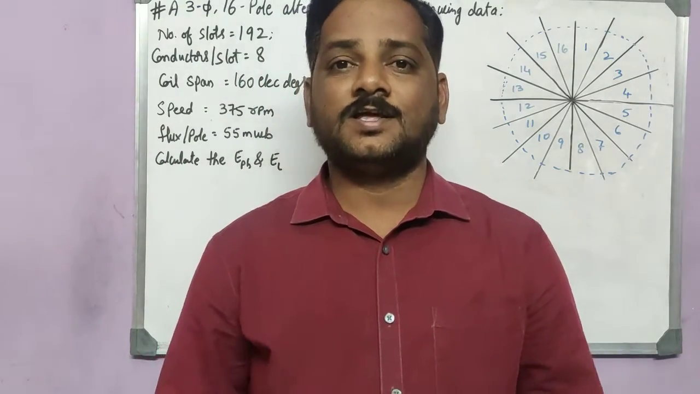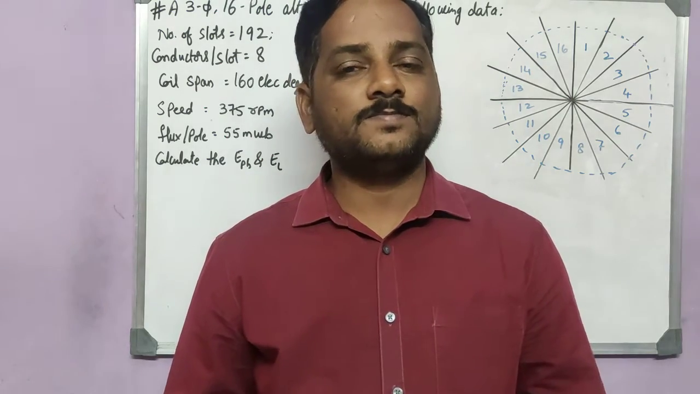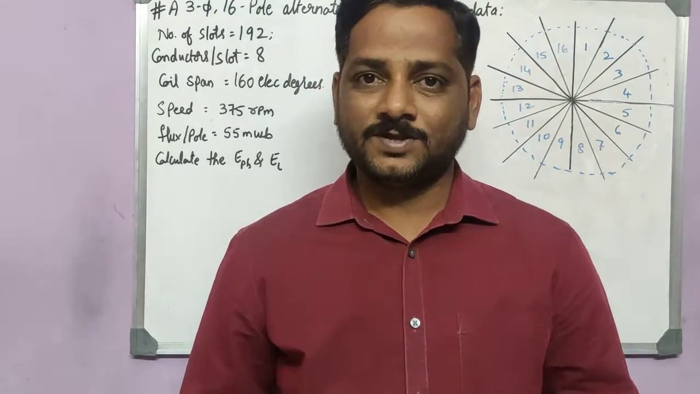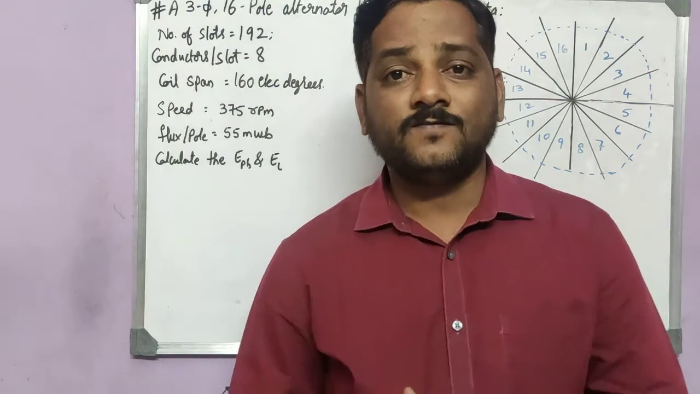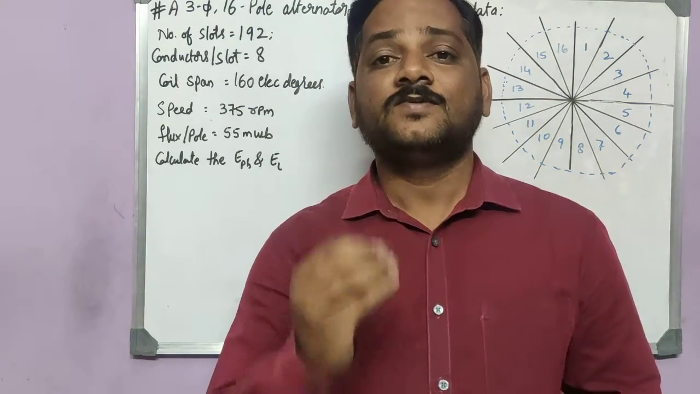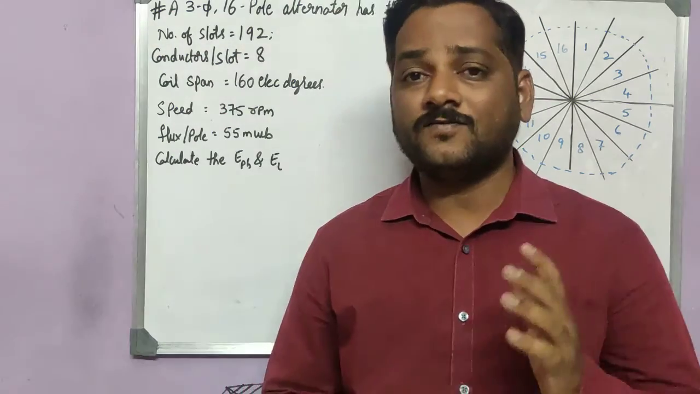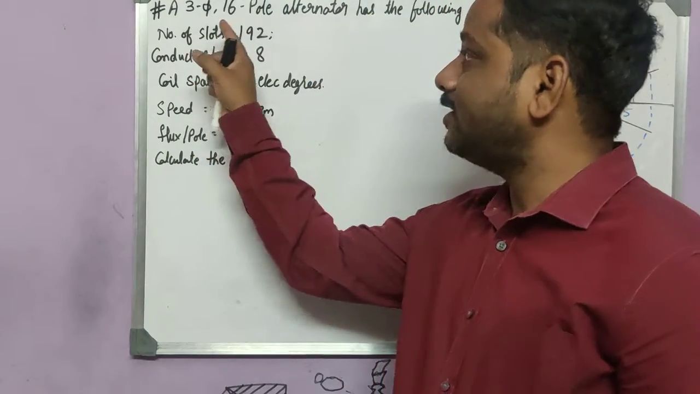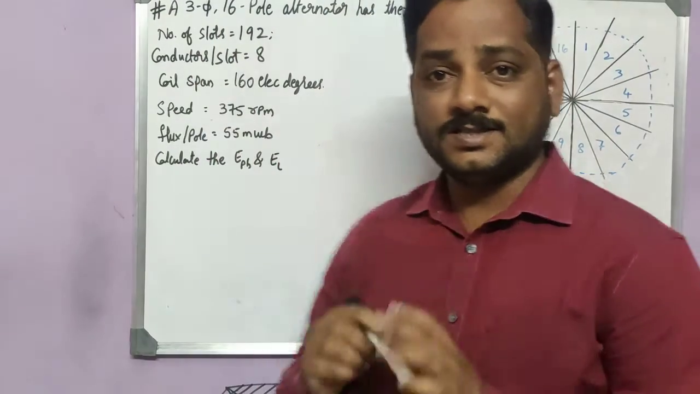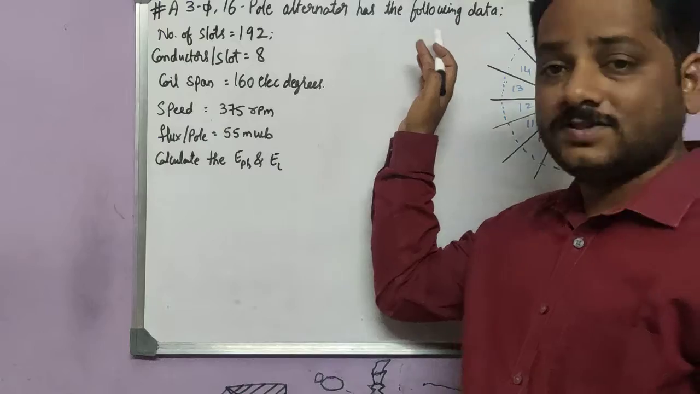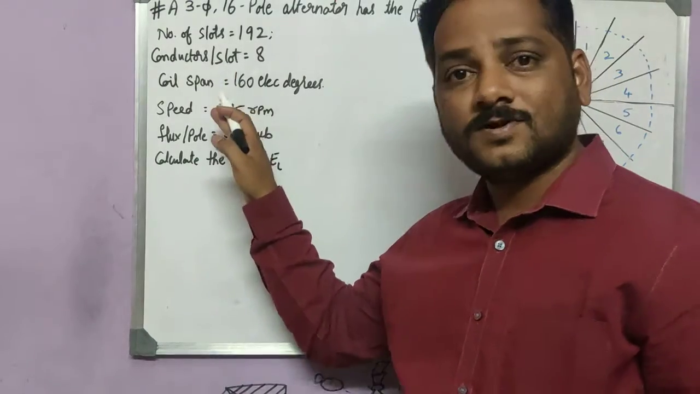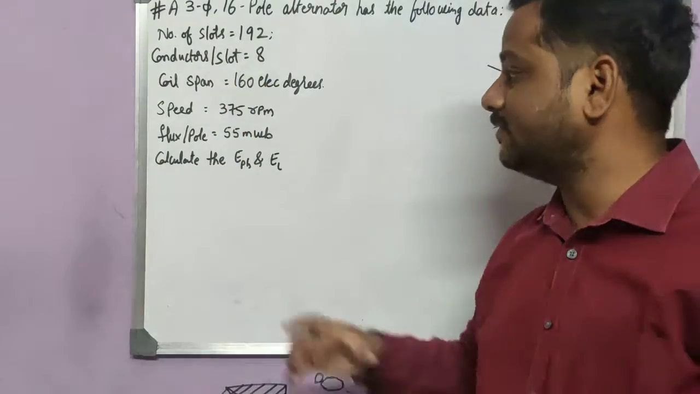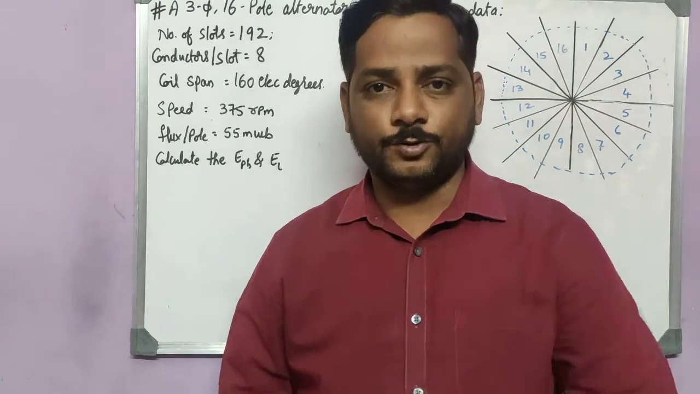Today in this session, let us understand how to solve the problems related to alternators. So here I have a problem which is going to ask you to find the phase voltage and the line voltage of an alternator. A 3-phase 16-pole alternator is given here with the following data. There are number of slots and some other information, which has been mentioned on the board.